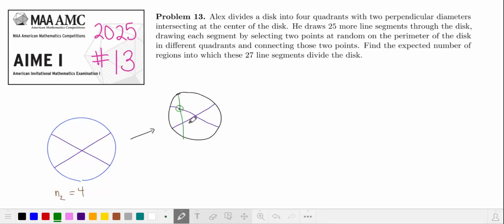This third line is going to create two new intersecting points. We'll let P be the number of new intersecting points. So in this case, P is equal to 2. The number of regions in this circle with 3 lines, we'll start with 4, what we originally had, and we add on 3, which is 2 plus 1.